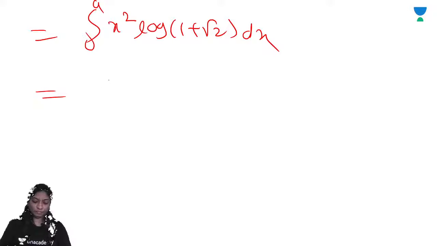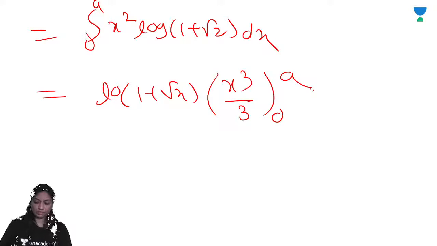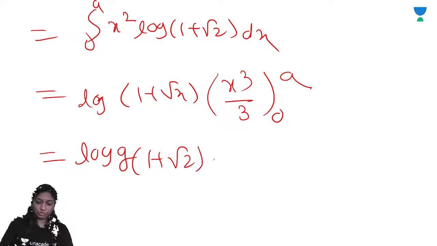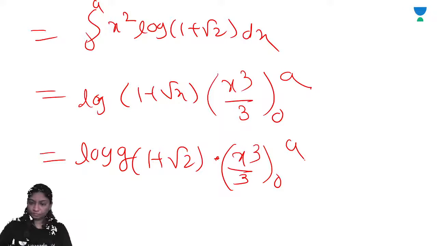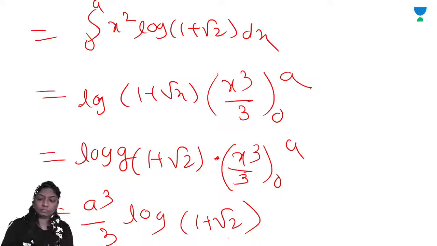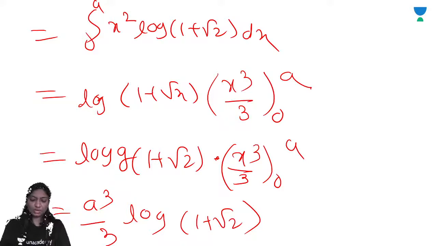Which is equal to log of 1 plus root 2 is common, and integral of x square is x cubed by 3 from 0 to a. So log of 1 plus root 2 into x cubed by 3, 0 to a. Right? Now I hope you are getting it clearly how to change the order of integration and evaluate the integral.